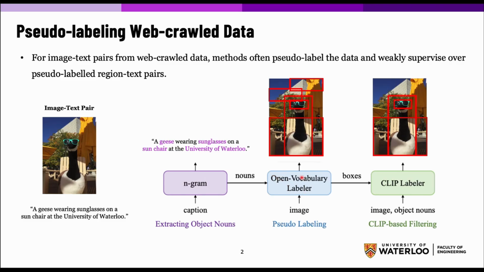They'll come up with proposals for these objects based on the nouns, right? And we can expect these to be noisy because of the nature of the data. So they have to come up with additional methods to filter out noise, and one simple way to do that is to feed these image crops to CLIP and see if they have a high activation. So that's how they pseudo label the web crawl data and use it for training for open vocabulary methods.